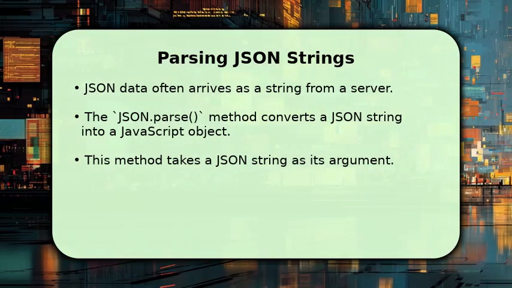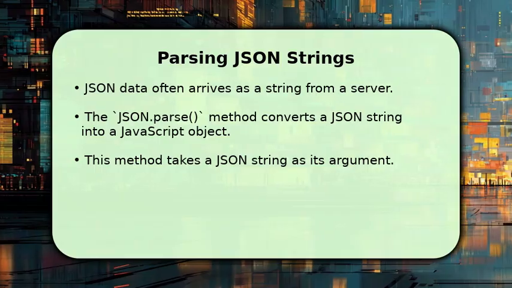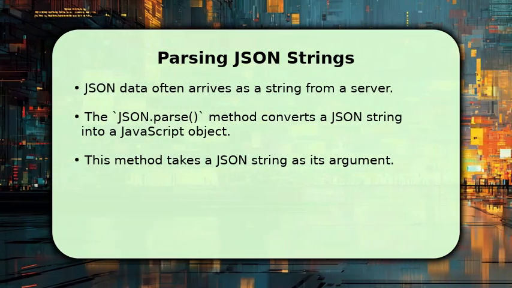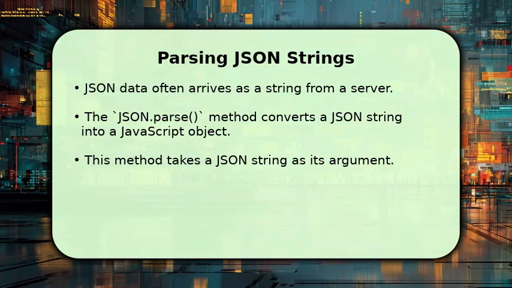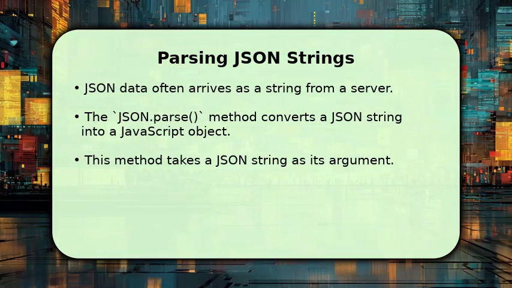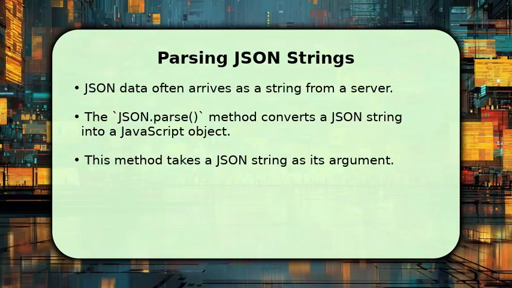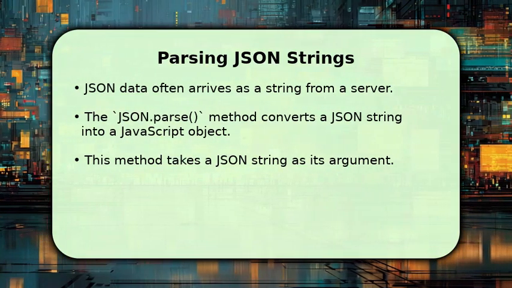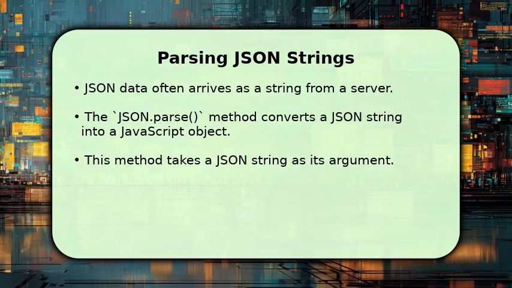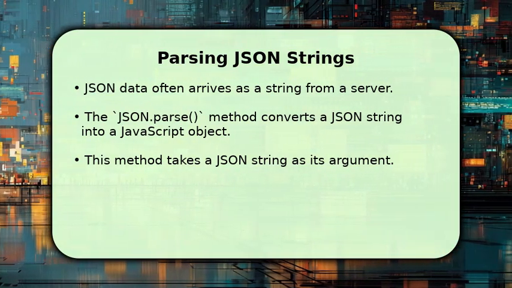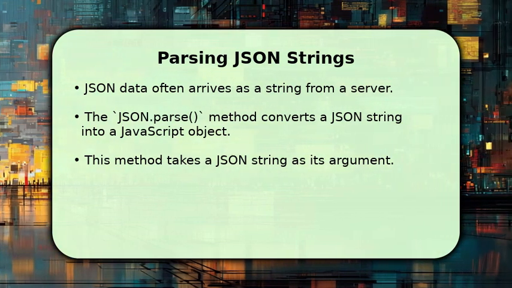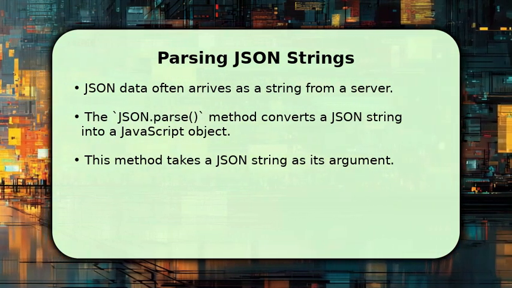When you receive JSON data, typically from a web server or an API, it often arrives as a string. To make this data usable within your JavaScript application, you must convert it into a native JavaScript object. The JSON.parse method is your go-to for this. It takes one argument, the JSON string, and returns the corresponding JavaScript object, ready for you to access its properties.